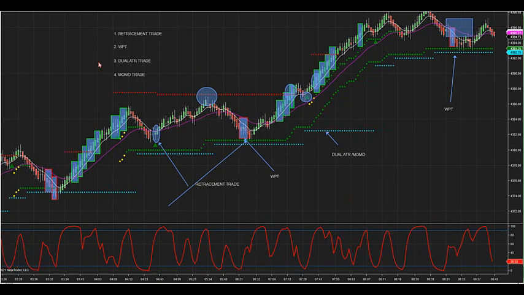So those are the four setups we look for daily on the dual ATRs. You can run the strategy by itself, or the indicator you guys are going to be getting. This indicator can be run all by itself. Instead of running the strategy, you can run the indicator strictly as a standalone, okay?